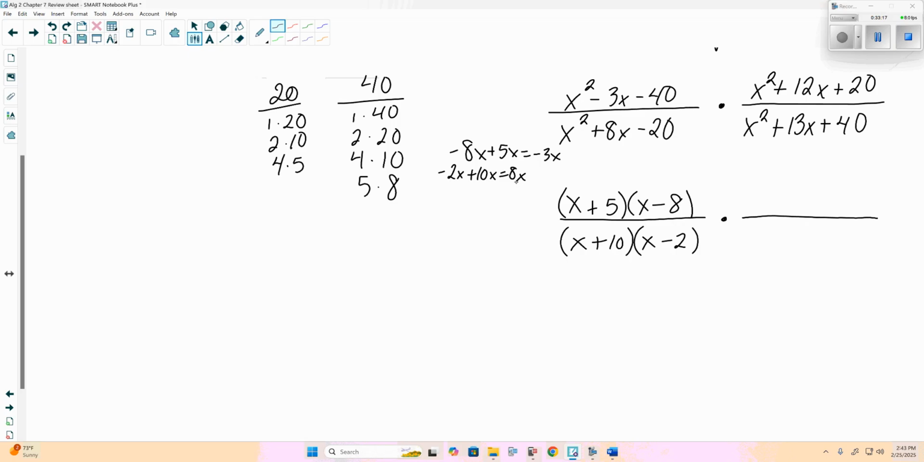Now we have the last two to factor. So x squared plus 12x plus 20. Since the third term's positive, our signs are the same. Match the sign of the middle term. So plus and plus. Factors of x squared are going to be x and x. And the factors of 20 that we want are going to be 2 and 10, because this will give us a common factor on top and bottom of x plus 10.